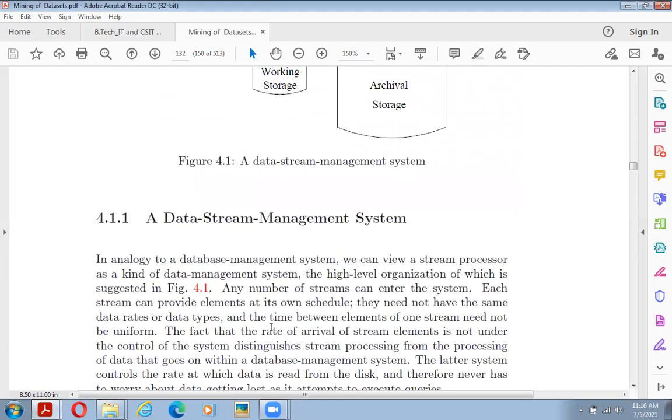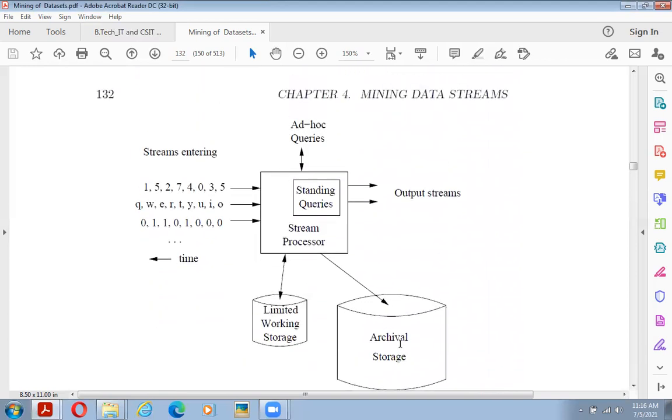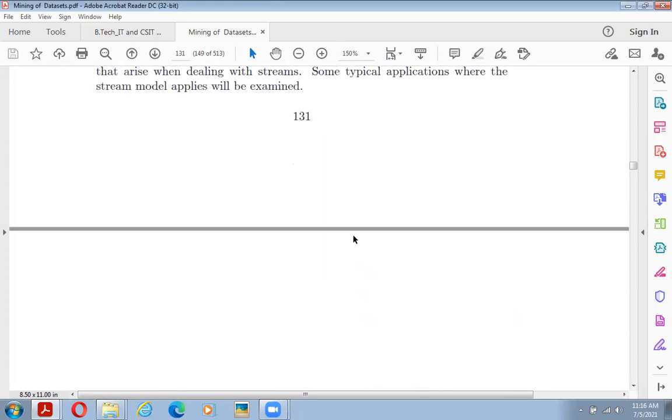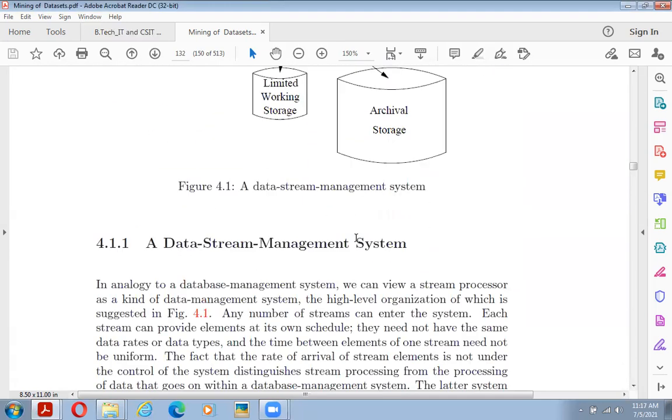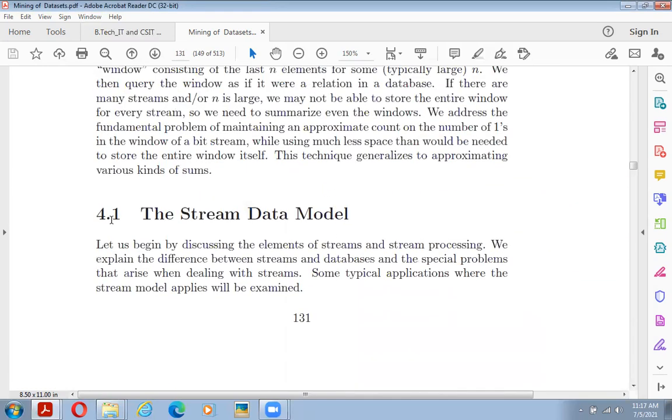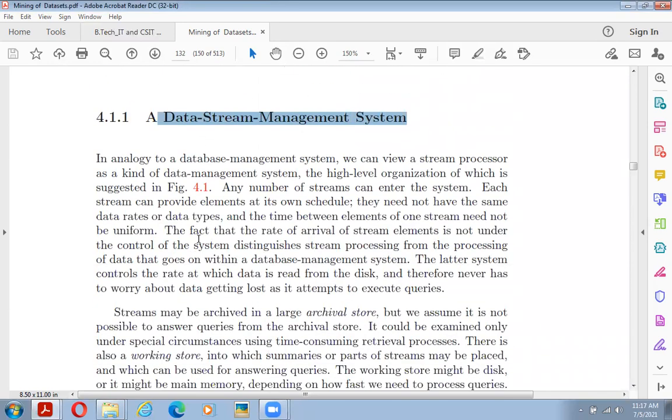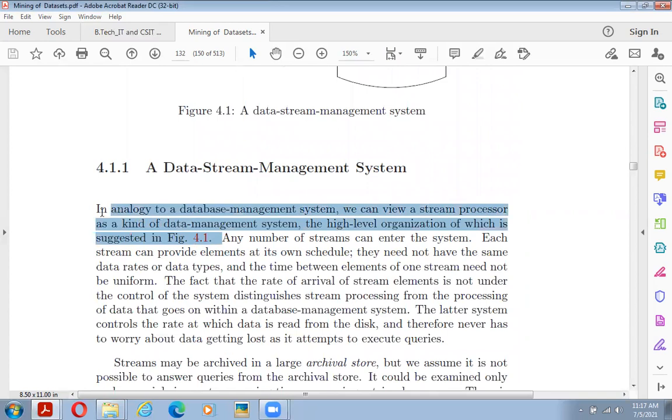So this is the data stream management system, and the stream model is mainly a way to process data through the data stream management system. In a database management system in the past, we view a stream processor as a kind of data management system, the high level organization of which we have suggested in figure 4.1.